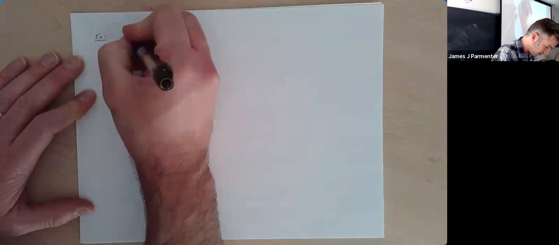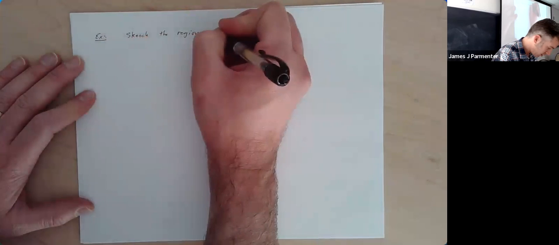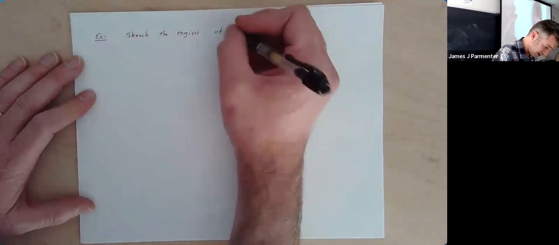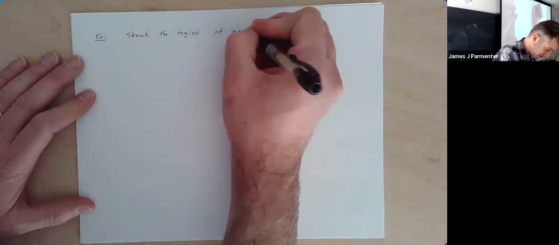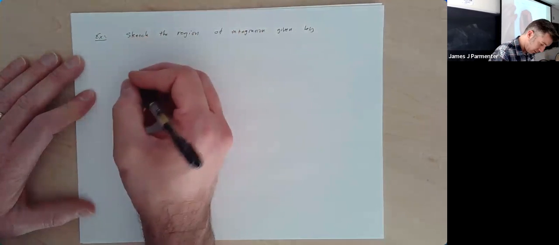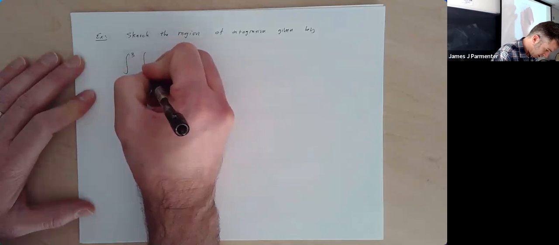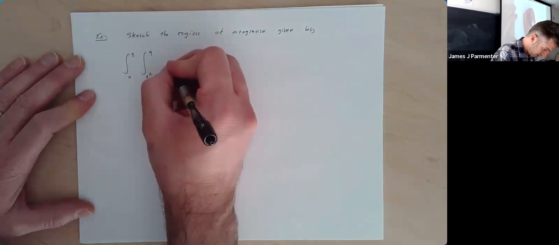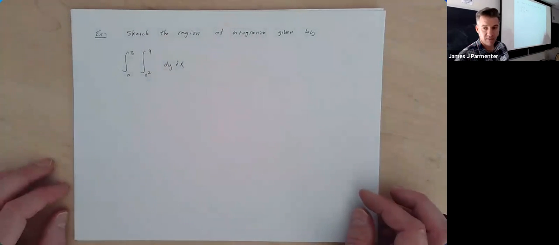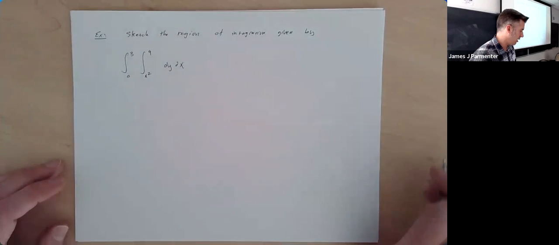Let's say we want to kind of go backwards and we want to sketch the region of integration given by the following double integral, 0 to 3, x squared to 9, dy dx. So I feel like I should let you guys try and do this, but time. We'll just talk about it.